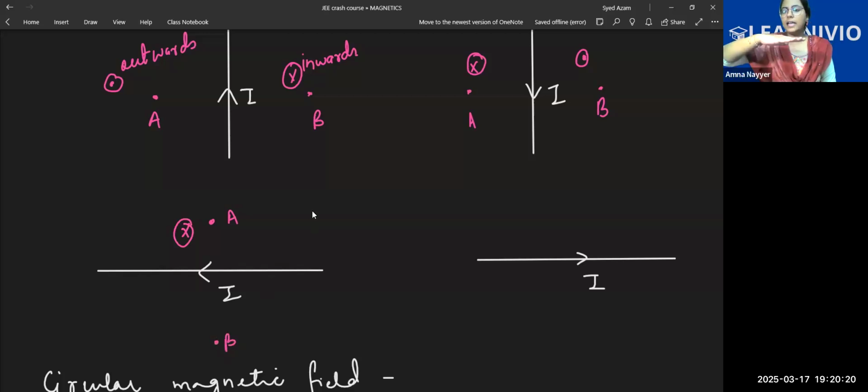See, hand like this, point is downwards. Curl fingers. Thumb is pointing outwards. Outwards means out of the page. Towards me means away from the screen. So this will be outwards.